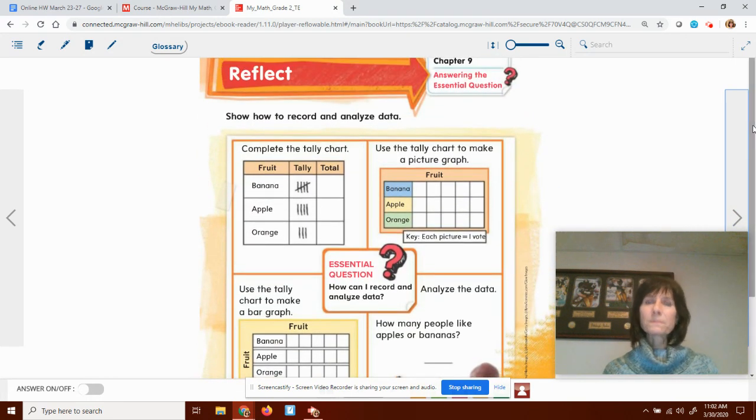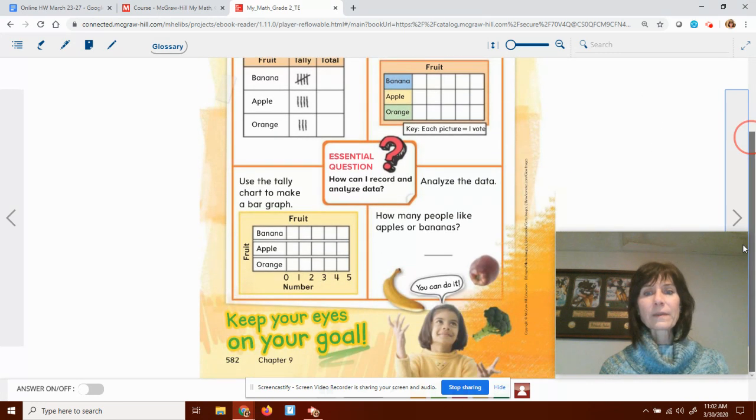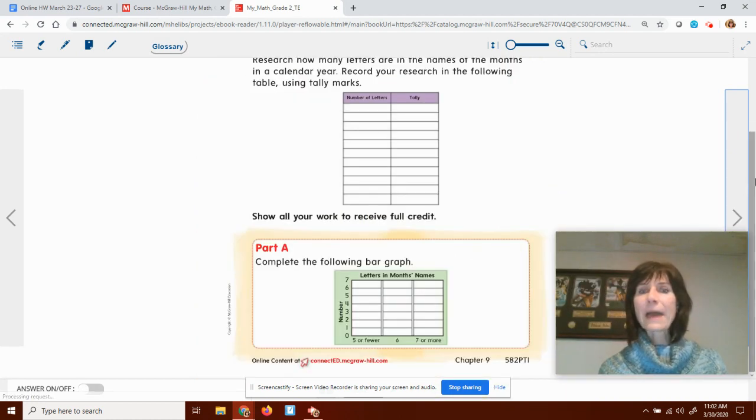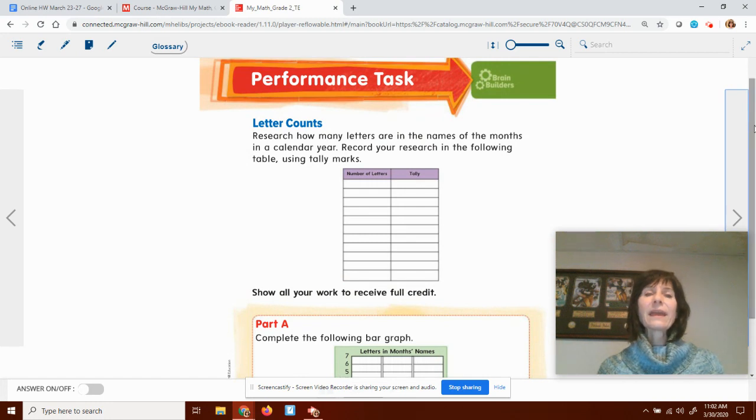The reflection page is something generally we haven't done a lot in school, but I believe that you can do this. So I want you to do the reflection page today. I want you to go onto the back side and try to do this brain builder. It's called letter counts. Research how many letters are in the names of the months in a calendar year. Record your research in there.